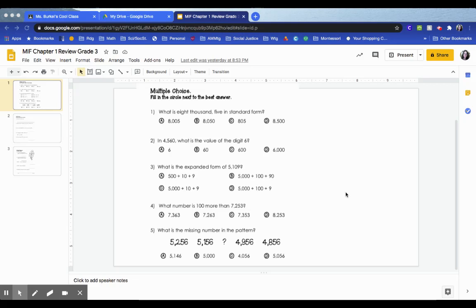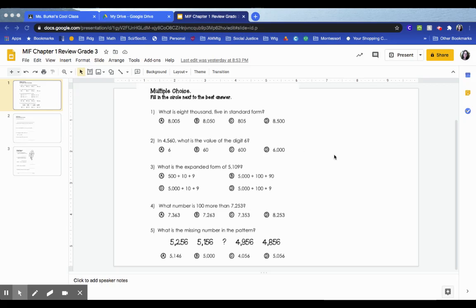Number 1, what is 8,005 in standard form? So find the problem, then find the number 8,005 written in just plain old standard writing, right? Regular old number writing. 8 in the thousands place, and then it just says 5. It doesn't say 5 tens or hundreds, so it's 5 in the ones place.